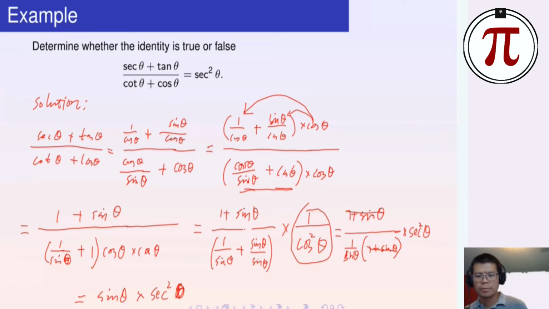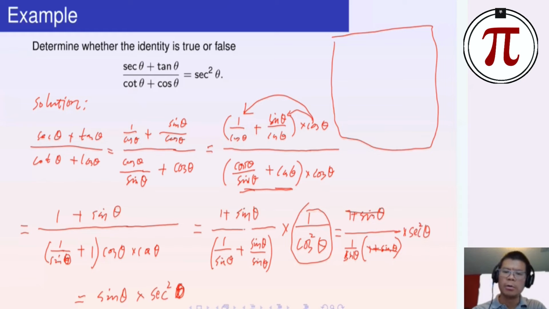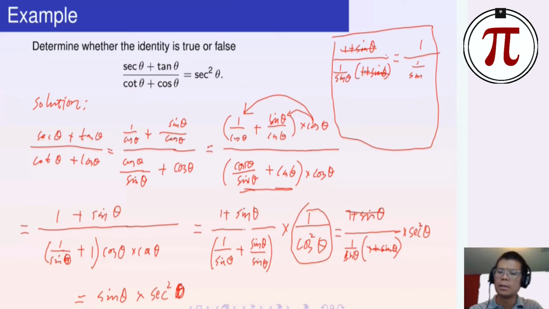Should it be 1 over sine theta? Well, no. All right, let me just put it here. Let's just consider the first term. 1 plus sine theta over 1 over sine theta, 1 plus sine of theta, right? Now you can see that this one and this one canceled out, yes? So it equals 1 over sine. Yeah. So this one equals 1 times the reciprocal of the bottom. That's sine of theta over 1, right? So this one equals sine of theta. Does that make sense?